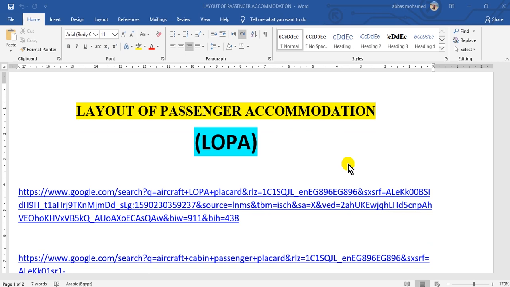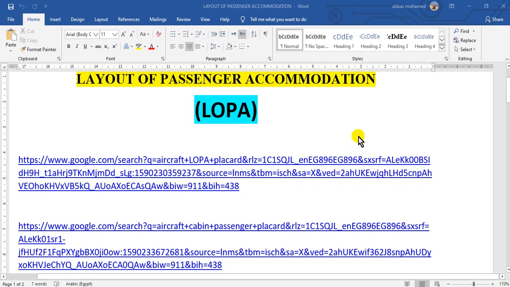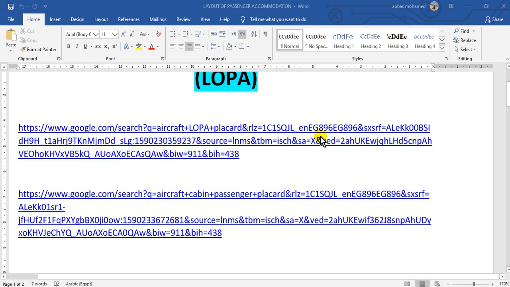portable fire bottles, megaphone, ELT emergency locator transmitter, which may be fixed or portable, crash axe, flashlights, and so on. I will show you an example here.